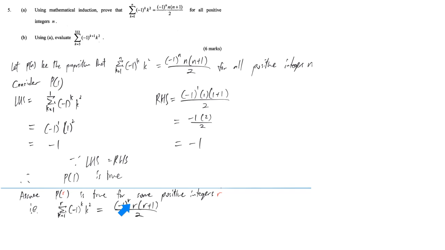Beware that this variable is r but not n, because n represents all positive integers. However, we are just talking about a specific case that we already proved before. And you must clearly write down your assumption so that you can use it for the following step to prove the next situation.